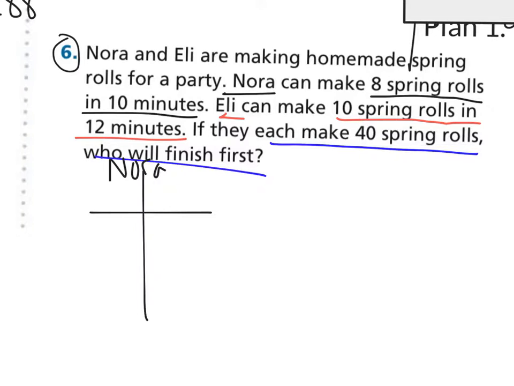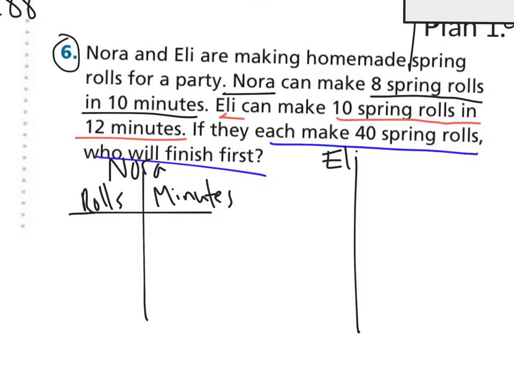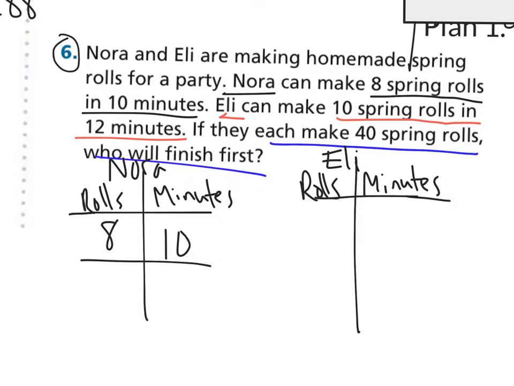So for Nora, we've got the spring rolls. I'll just call them rolls for short. And the number of minutes. And then same thing for Eli. And this is similar to the problem we looked at with the rabbit and the kangaroo rat in example 3. So Nora can make 8 rolls in 10 minutes. Eli can make 10 in 12 minutes. And the question is, we want to get to 40 rolls for each of these.